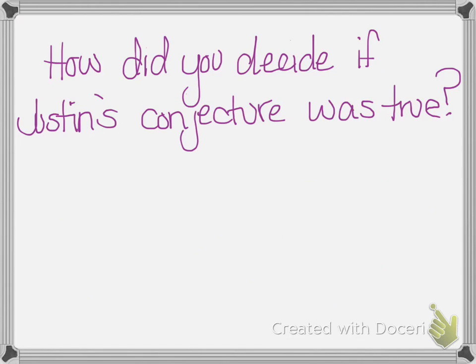And the last one, number 5, says, explain how you decided whether Justin's conjecture was true or false for problem 1. So just like we talked about in problem 1, 6/5 is greater than 1. So when you multiply a number that's greater than 0 by a number that's greater than 1, you know that the product is going to be more than that number. Therefore, Justin's conjecture was false.